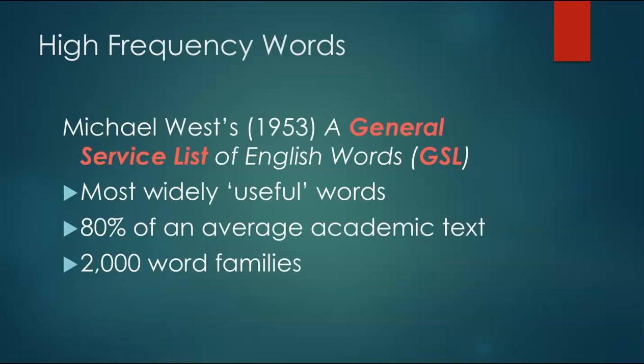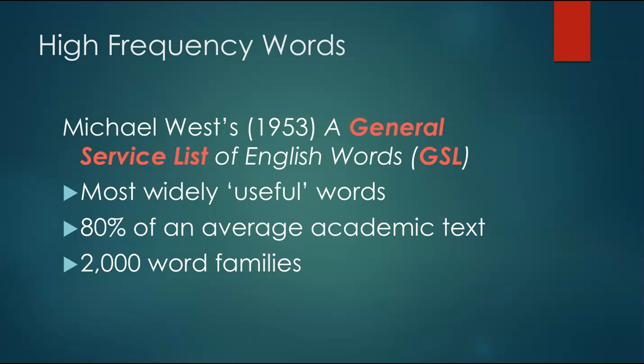In 1953, Michael West developed what's known as the GSL, the General Service List of English words. It's been updated since the 50s, but the concept is that you take the most widely useful words in the English language. They cover about 80% of an average academic text. They're about 80% of the words in an average academic text. And they include about 2,000 word families.